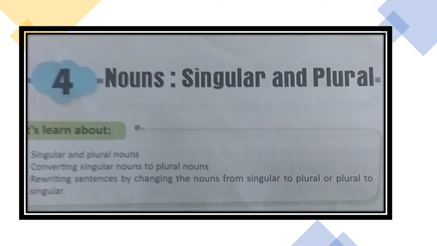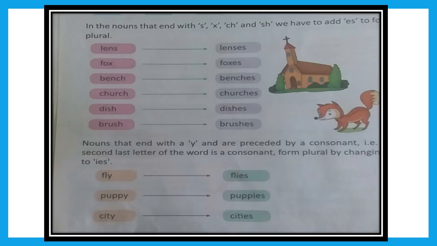Today's topic is singular and plural nouns, which you have already done in the previous class. Let us revise the concepts which we have done earlier. Generally, to make singular into plural, we add s to the word, like toy, toys, car, cars. But there are few words which end with s, x, ch, sh or ss, we add es, like lens, lenses, fox, foxes.